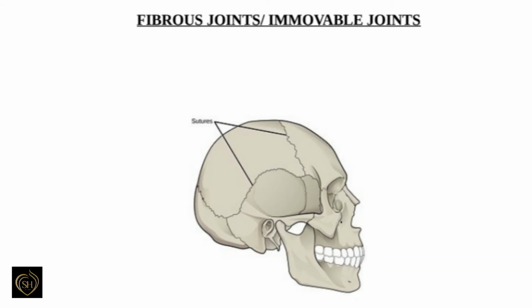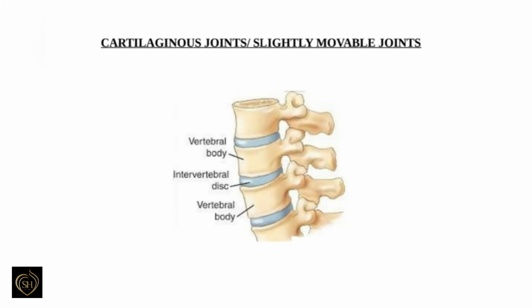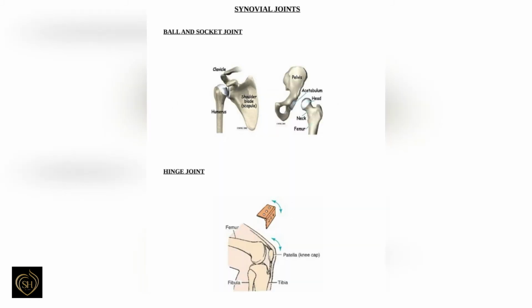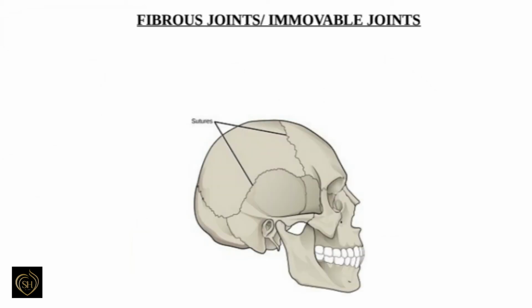There are three different types of joints: fibrous or immovable joints, cartilaginous or slightly movable joints, and synovial or freely movable joints. Firstly, we are talking about fibrous or immovable joints. There is no movement between the joints, so they are called immovable joints. For example, joints between the bones of the cranium. It is a type of immovable joint. They are permanently fixed and no movement is allowed between them.